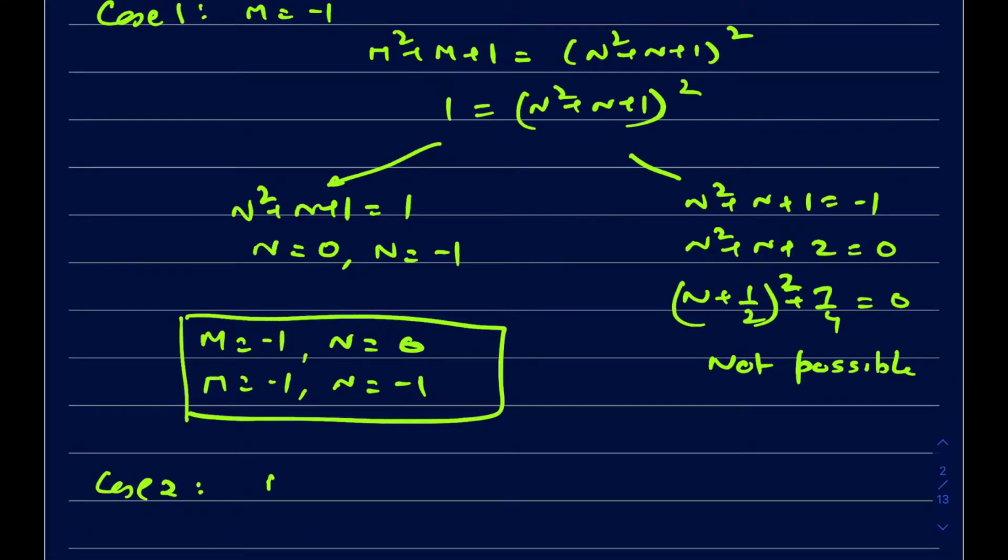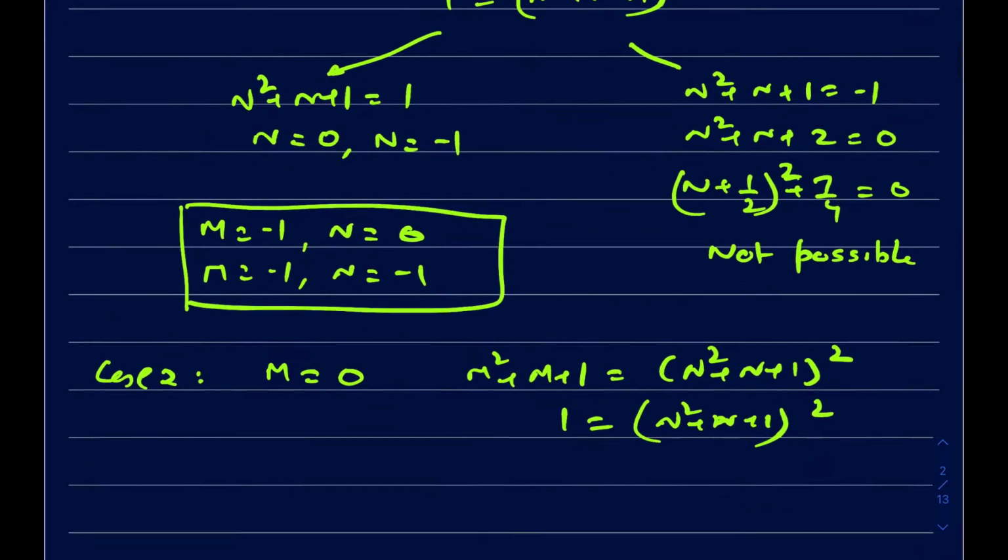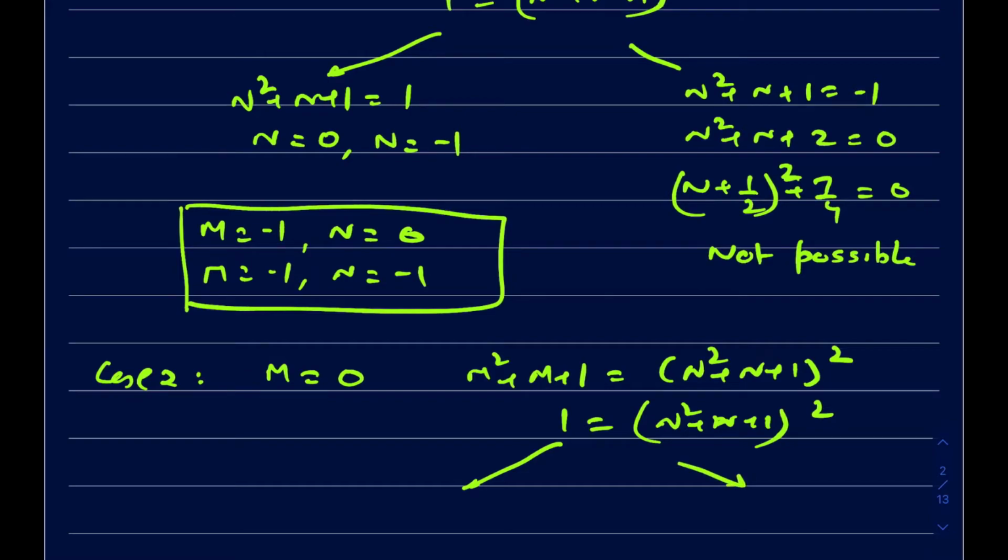Case 2, when m is equal to 0. When m is equal to 0, again when I substitute into the original equation, we'll get 1 is equal to this. So we'll get the same equation again. When we solve, again we'll get the same solution. So we'll get n equal to 0, n equal to minus 1.